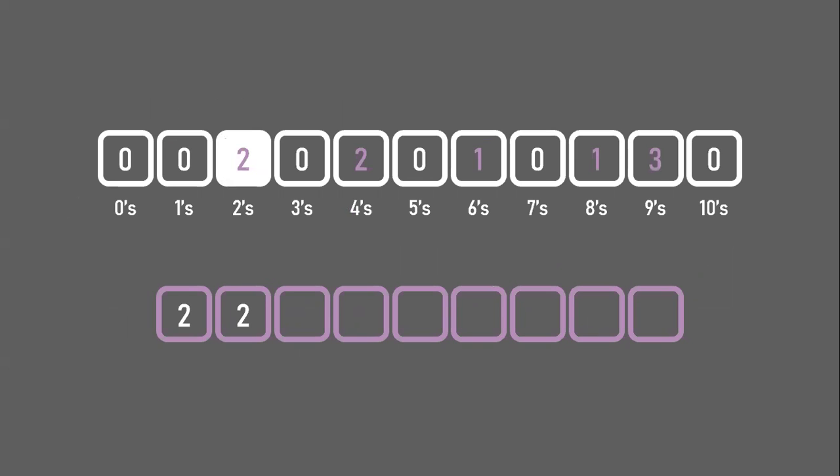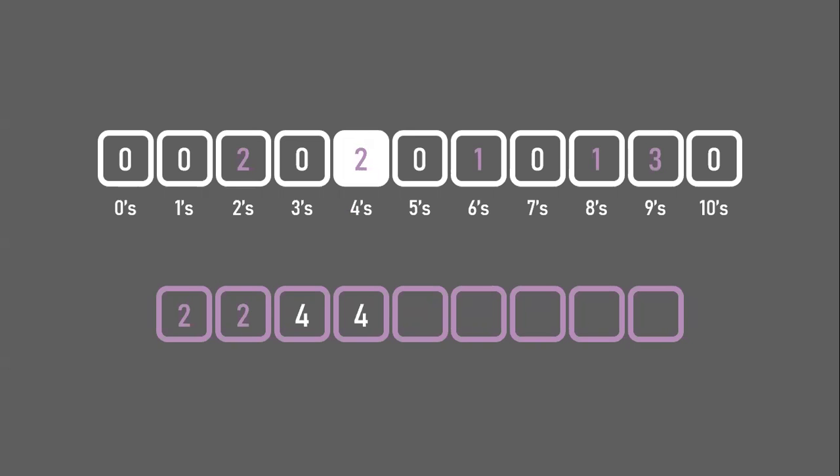So there's no 0 and there's no 1. So the first occurrence is a 2, and there's 2 2s. So we fill those up in the first 2 boxes. Next, we don't have a 3, but we have 2 4s, and those fill up as well.